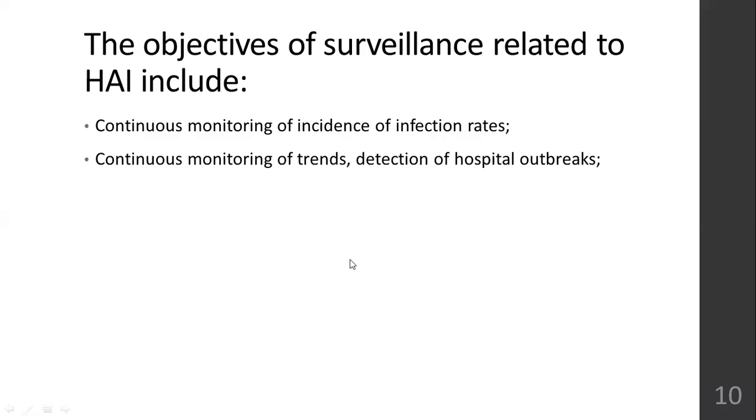What was the situation last week? Last month? Last year? In the past 6 months, is the infection rate going down, going up, or staying at the same level? That is, you are monitoring the trend, with a time comparison. Then detection of hospital outbreak: two or more cases with similar signs and symptoms. When they are getting admitted, you suspect there is an outbreak.